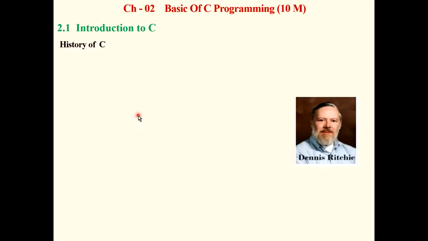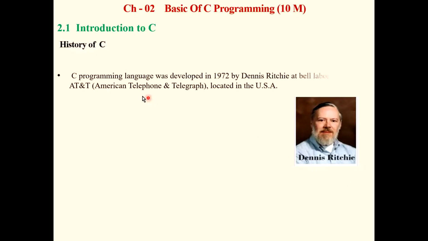Next, we see the history of C. One picture is displayed on your screen. Dennis Ritchie, that person developed the C language. So all of you should know who developed the C language. The C programming language was developed in 1972 by Dennis Ritchie at the Bell Laboratories of AT&T, American Telephone and Telegraph, located in the USA.